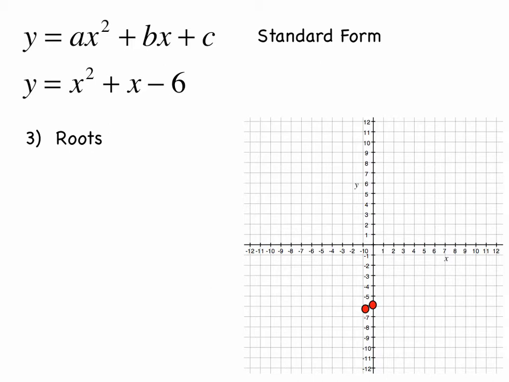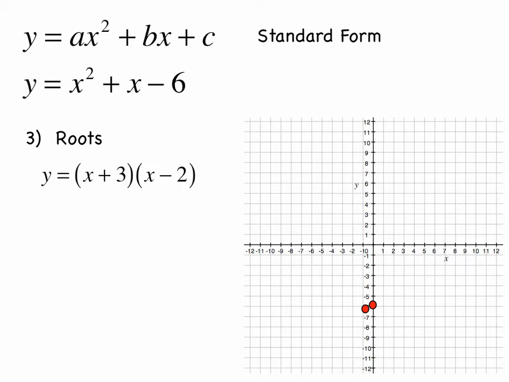The roots are where the y value is 0. So the easiest way to do this is to factor. If this equation doesn't factor, you can always use the quadratic formula. So this one does happen to factor. x squared plus x minus 6 turns into x plus 3 times x minus 2.